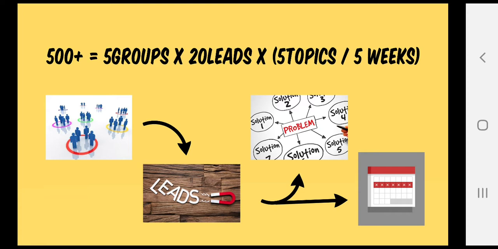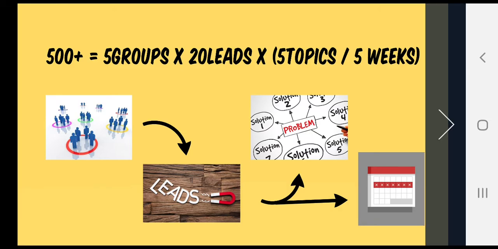And the way this works, the formula, the 500 email addresses, we want you to join 5 Facebook groups. And from there, get 20 leads per week from each group. And then from there, have 5 topics over 5 weeks. So you actually only need to come up with 5 posts and 5 groups. That's it. 5 topics and 5 groups. The maths will do the rest for you. So let's take a look at how this works.